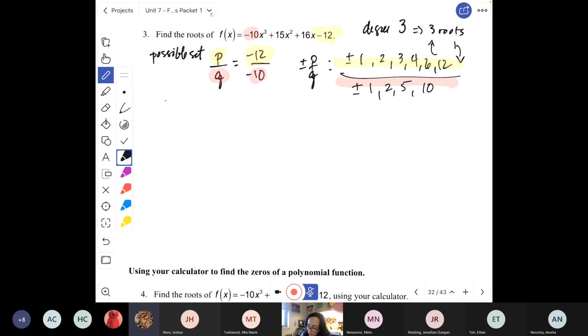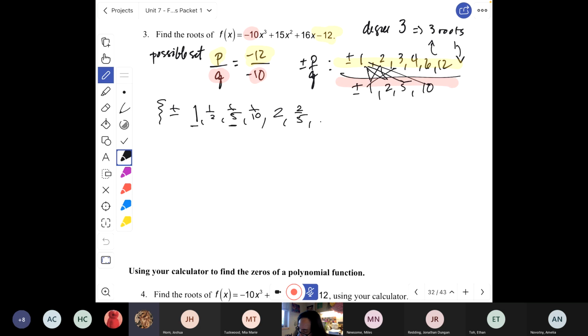So I have to look at all of the combinations. I'm going to just write the plus or minus 1 there to not be redundant at this point. I have 1. So I'm going 1, 1/2, 1/5, 1/10. Then I do 2. 2 over 1 is just 2. 2 over 2 is 1. I already have it. 2/5. 2/10 is what? 1/5. I already have that.